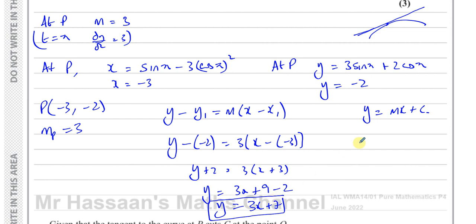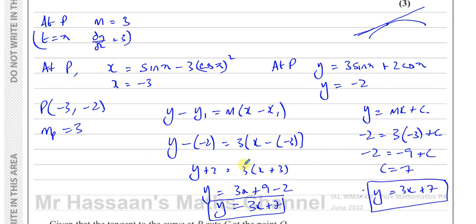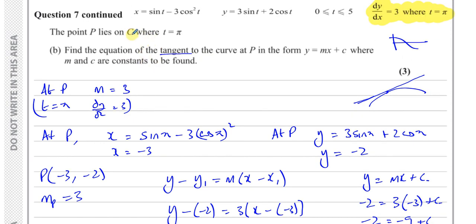Okay, the tangent. Or we could have used this method here where we take y as minus 2, m as 3, x as minus 3. And we say, okay, that's minus 2 equals minus 9 plus c. Add 9 to both sides. c is equal to minus 2 plus 9, which is 7. Therefore, y equals 3 times x plus 7. Whichever way you want to do it, that's fine. Okay, so there we have the equation of the tangent at the point P where t equals pi.